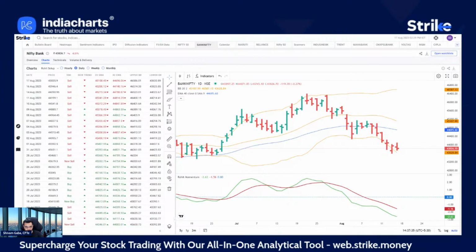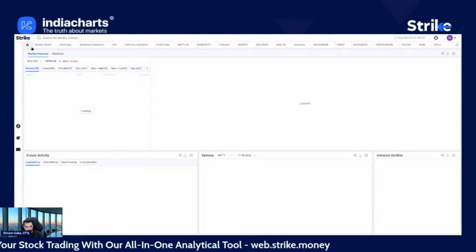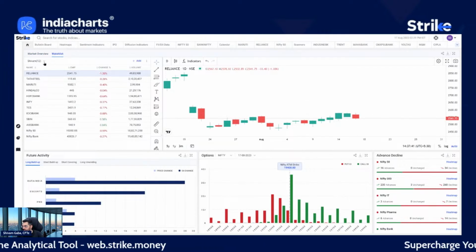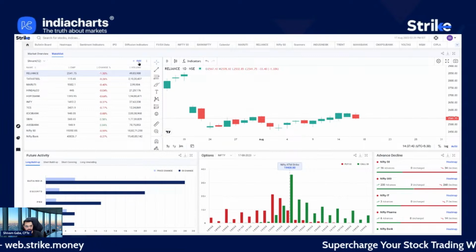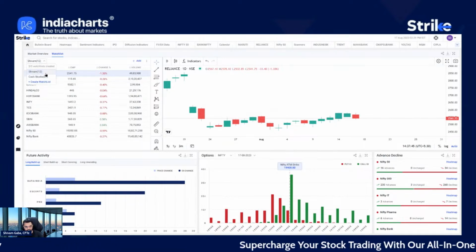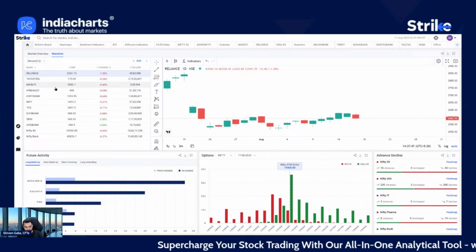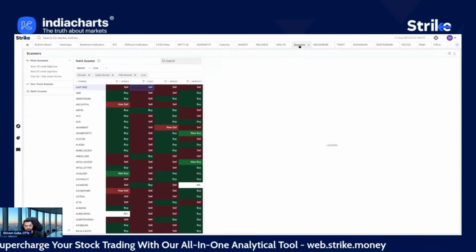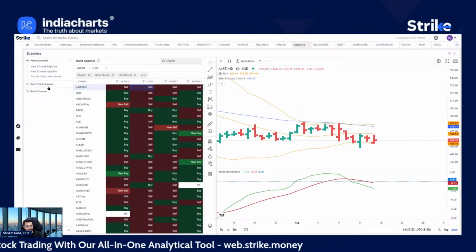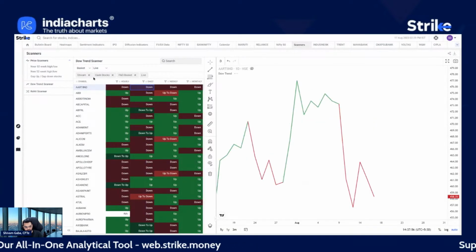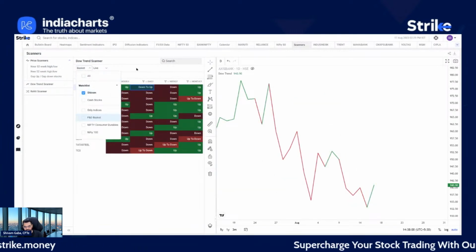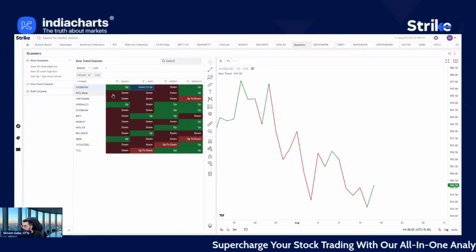But right now, you can simply make your own watch list and even run all these scans on a watch list. As you can see here in the watch list section, I have made one watch list by my name, and here when I go into the scanners, then in any of these scans, let's say the Dow trend scan, I can simply choose my watch list and I will see the results on my watch list.